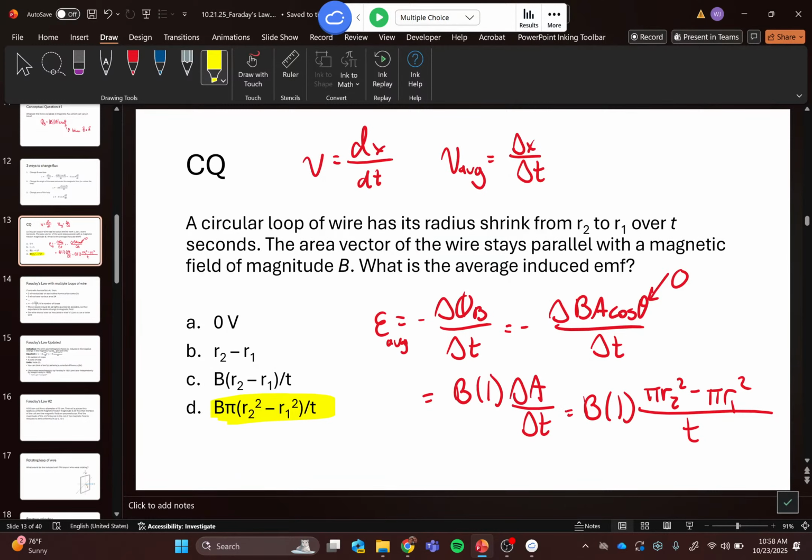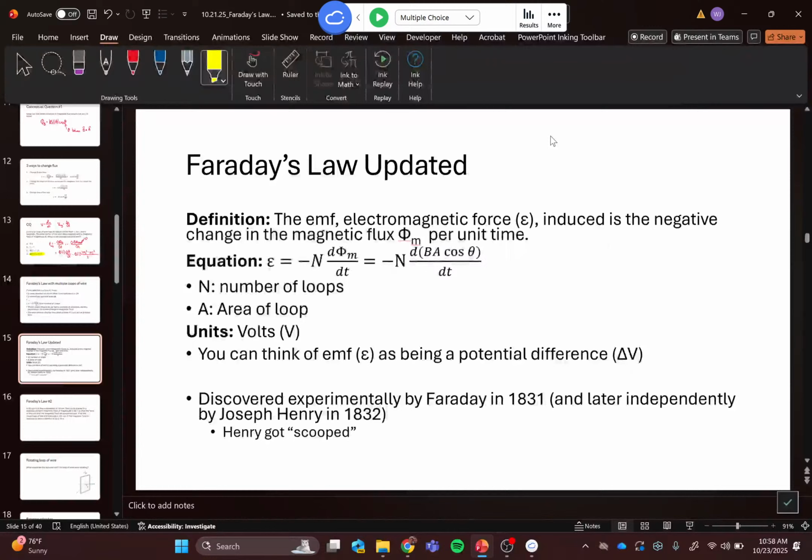B pi r squared. Where'd you get the delta stuff from? Average. The definition of average is instead of taking a derivative, you can just take the final minus initial. And then the B over T on slide 4, yeah, that's the definition of EMF, which actually leads, here it is again. So if you want to find flux, you got to find the rate of change with respect to time.